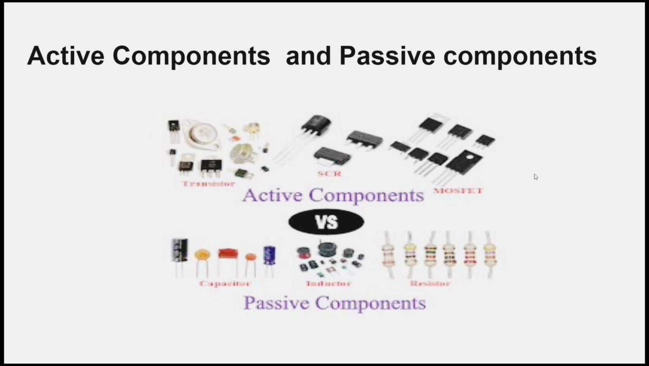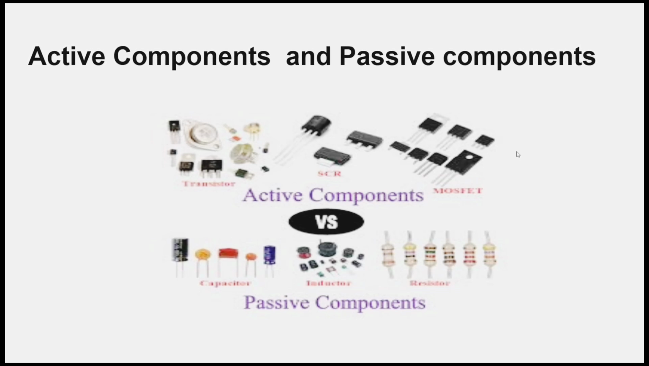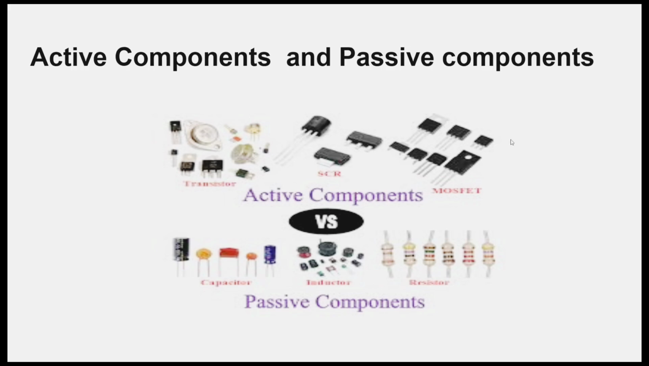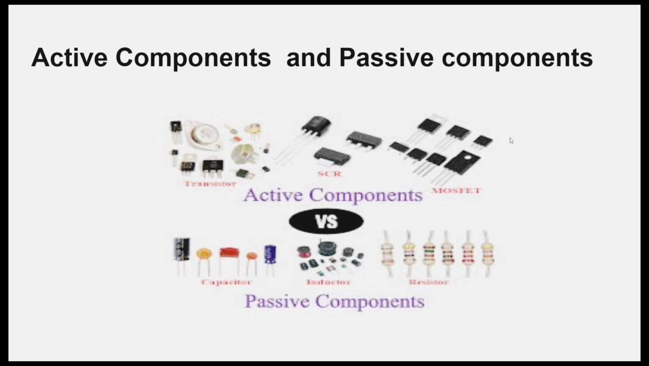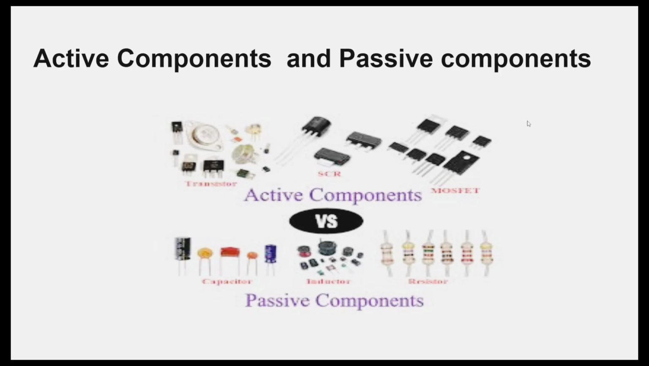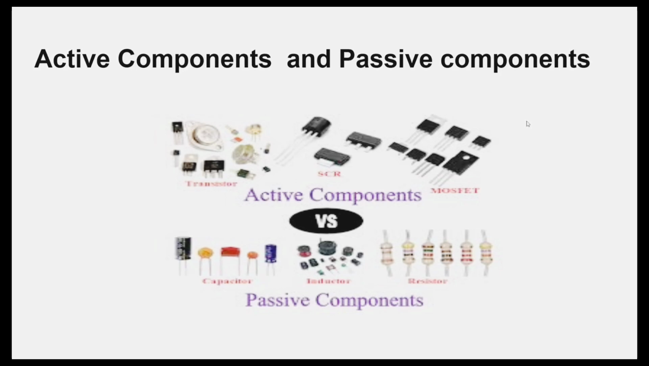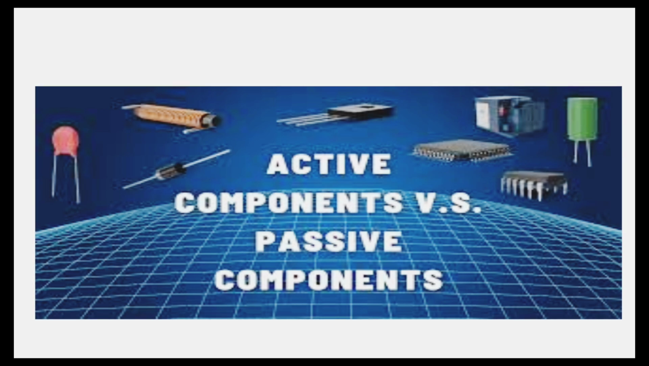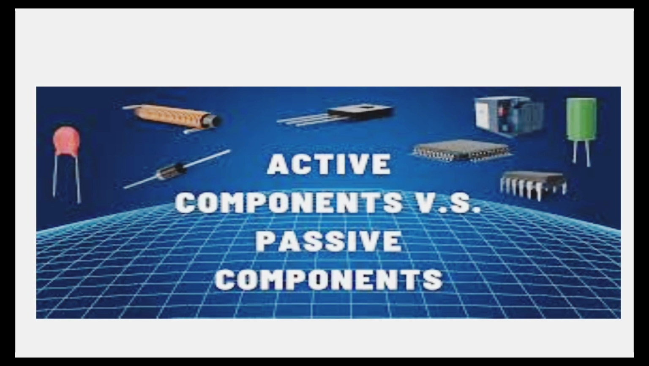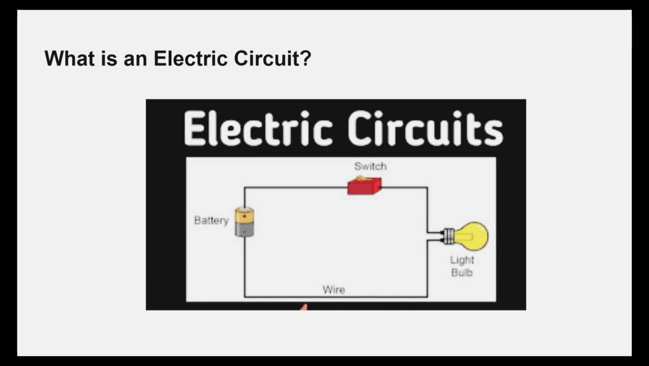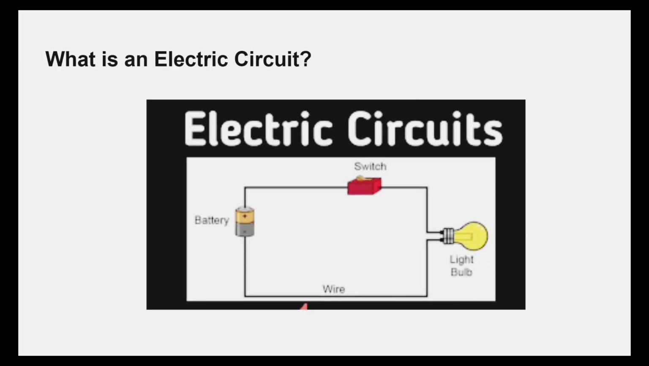In this video, we are going to see active components and passive components, functions of active components and passive components, active components versus passive components. First of all, we need to know what is an electric circuit. An electric circuit, in simple terms, is defined to be a combination of circuit components and electric current.